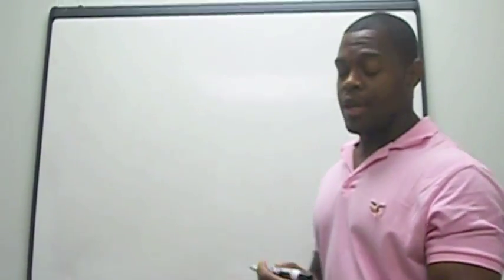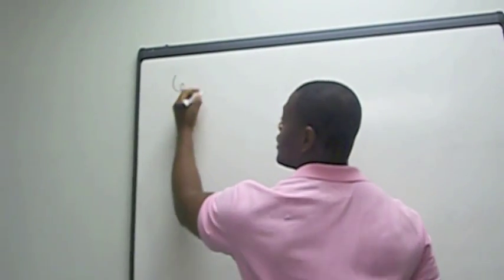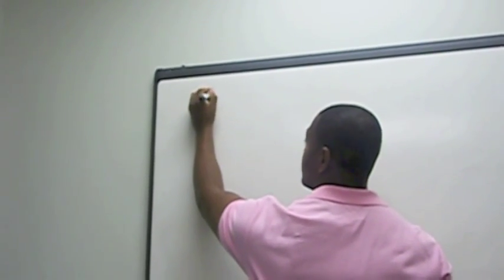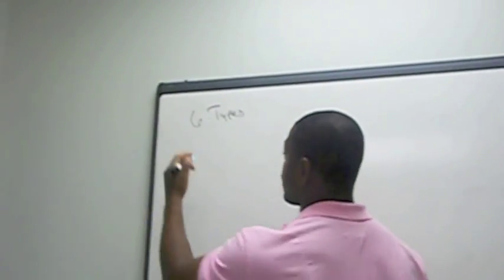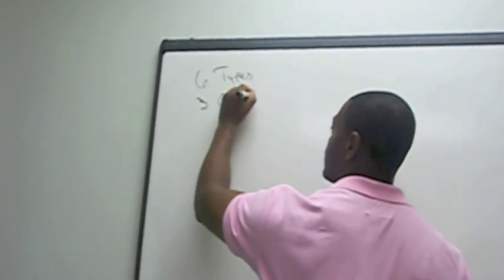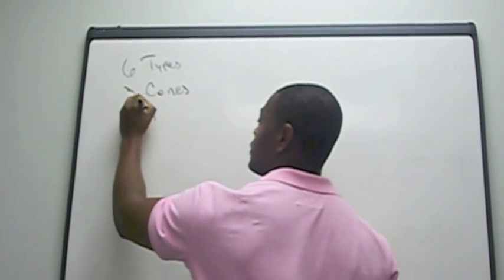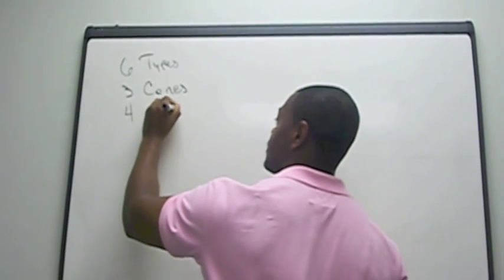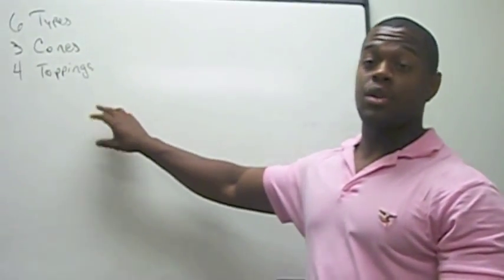A question that they like to ask on the DAT will be something like this. An ice cream store owner has 6 different types of ice creams. So we'll put 6 types. He also has 3 different types of cones. So 3 cones. And 4 different types of toppings. 4 toppings. There are a few tricks that we can do to shorten it up.